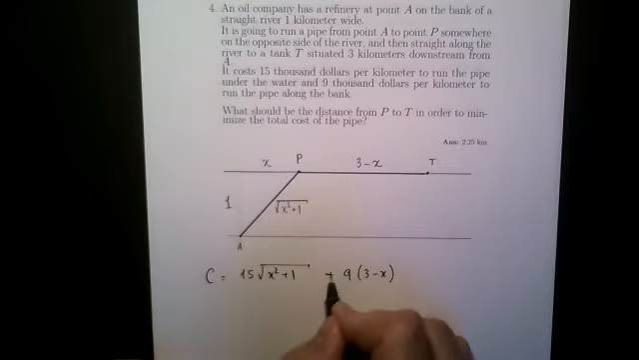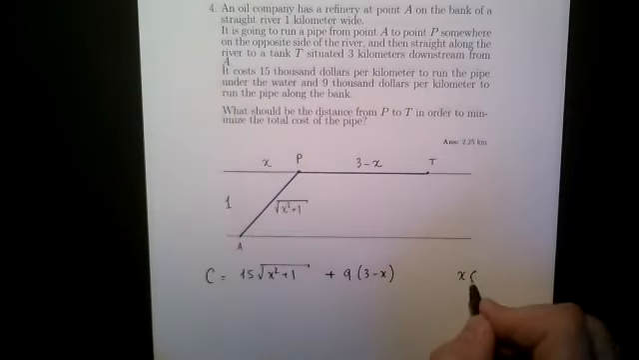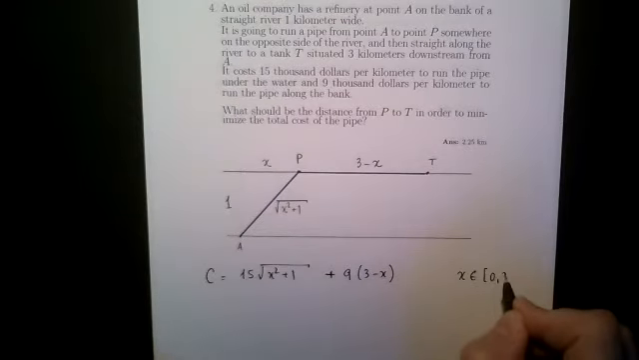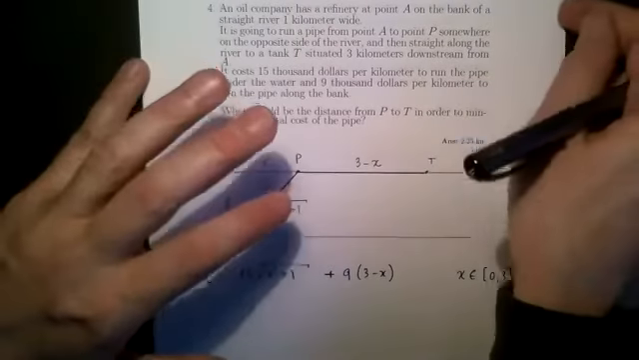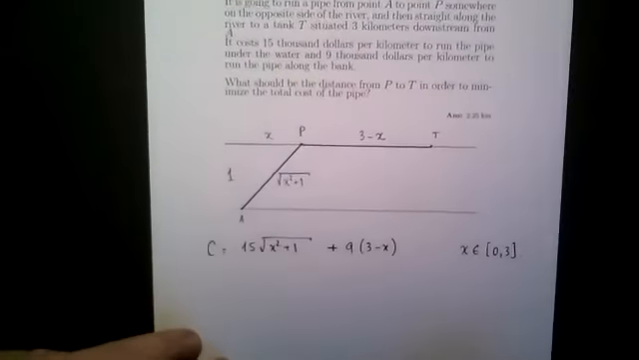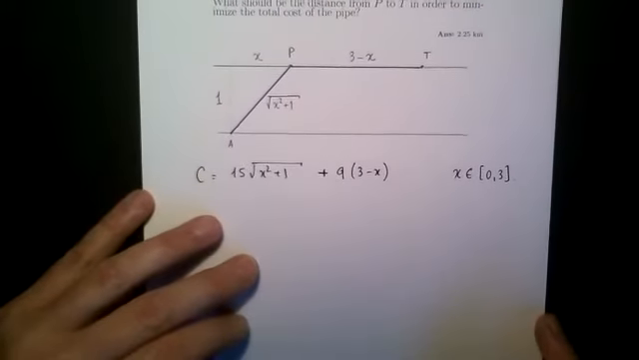All right. And what are the values of x? Well, x could be at most 3 and at minimum 0. There you go. So my problem is just to minimize C on this interval. Okay, so it's pretty simple problem. Okay, so we need to find the critical numbers.